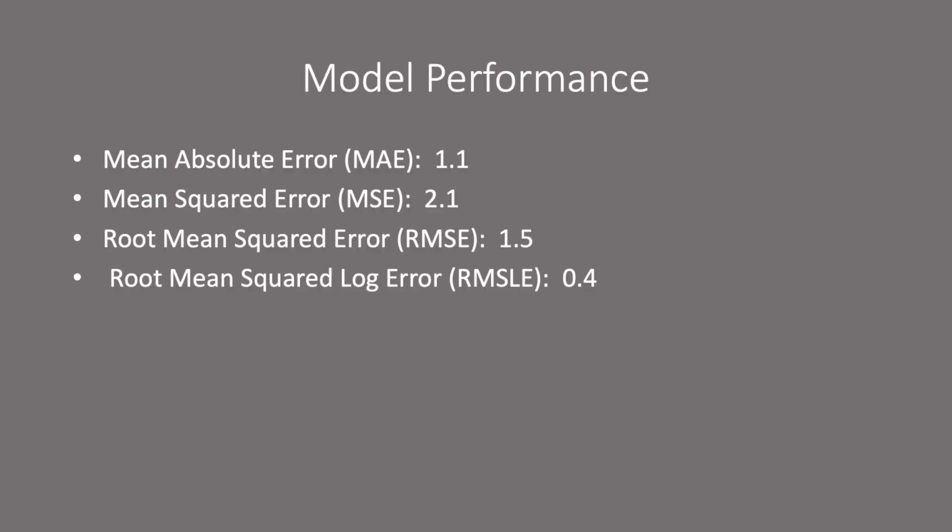For model performance, I measure 4 metrics to evaluate the model's performance. The mean absolute error is equal to 1.1. The mean square error is 2.1. Root mean square error is 1.5 and root mean square log error is 0.4.